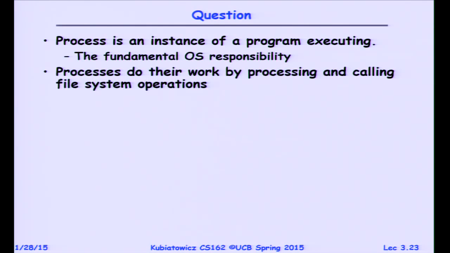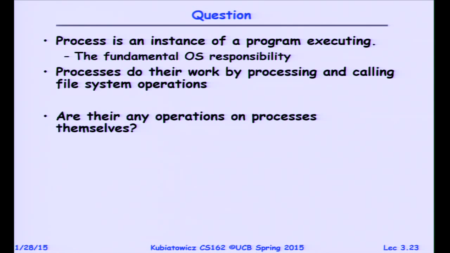So, processes are instances of programs executing. This is what OSs do. And processes do their work by processing and calling file system operations. Processes are the active entities we've been talking about this whole time. The question really is, are there any operations that you want to do on processes themselves? Not processes doing things, but what might you want to do with processes? Anybody? Yeah. Make new ones. What else? Yes. Kill old ones. What else?